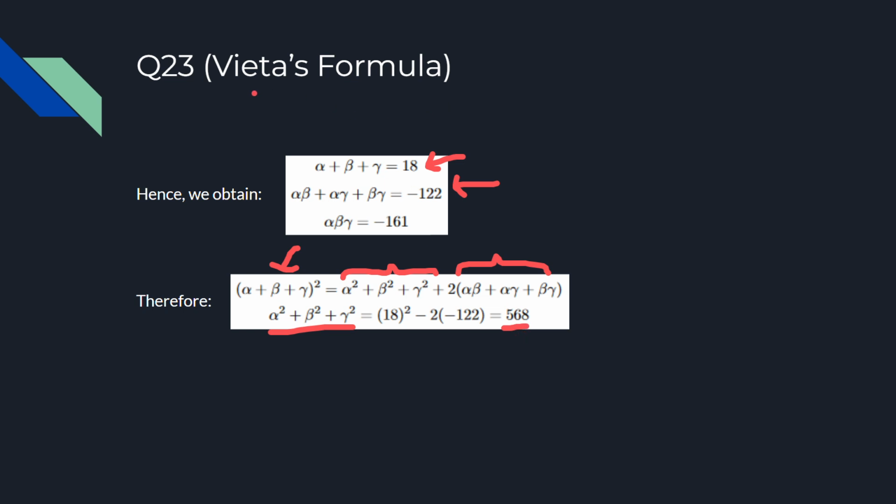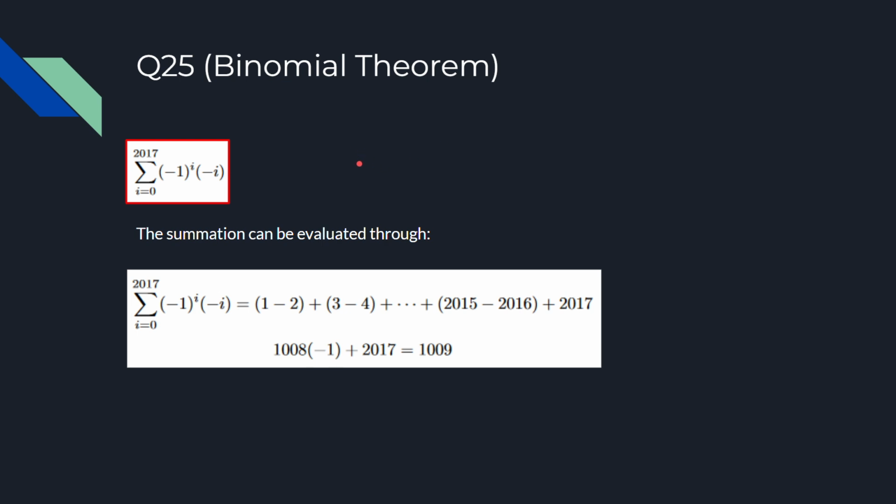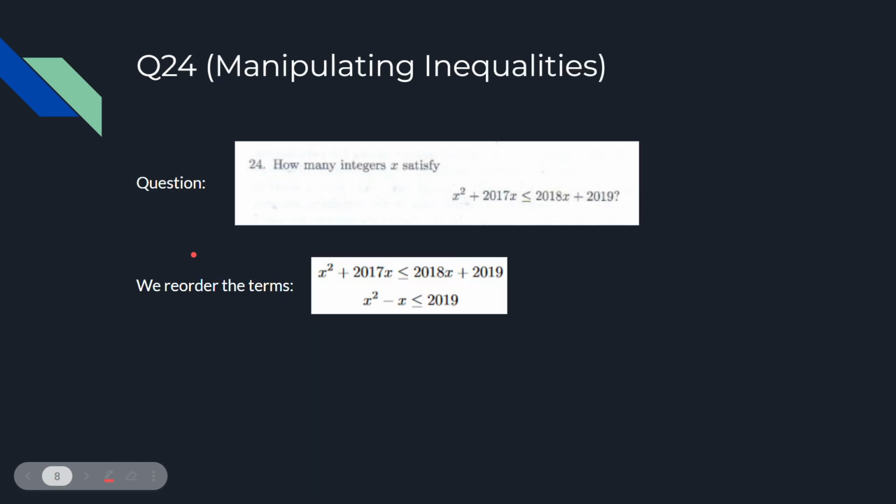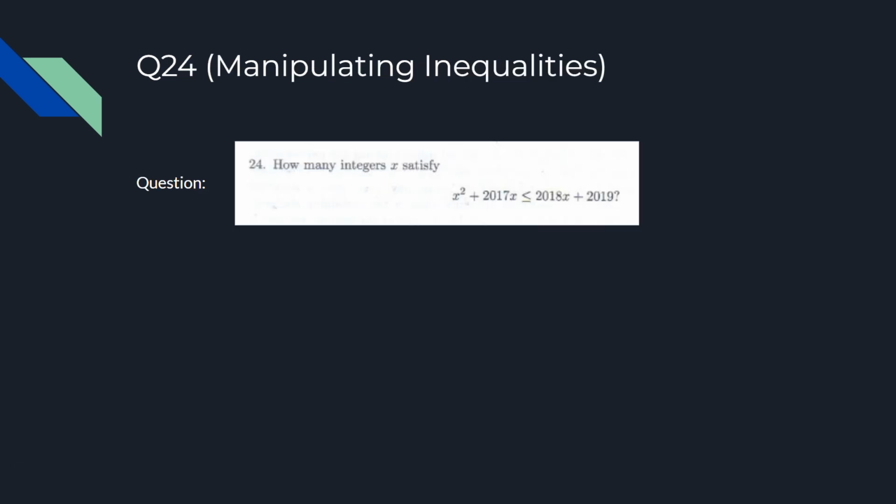So the overarching theme is Vieta's formula. It's a very nice way to relate the coefficients of polynomials with the sum of the roots and so on. So next you have question 25. This is an example of the binomial theorem, which we will see later. Oh dear, I think I've skipped forward a bit. Oh my bad. Okay, here. So next we move on to question 24, which is about manipulating a bit of inequalities.